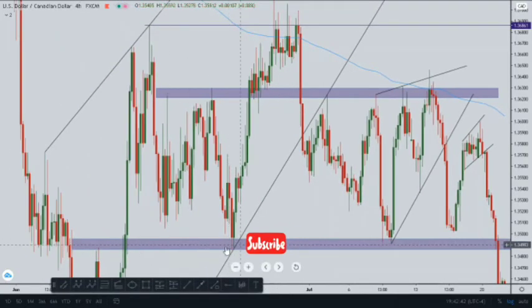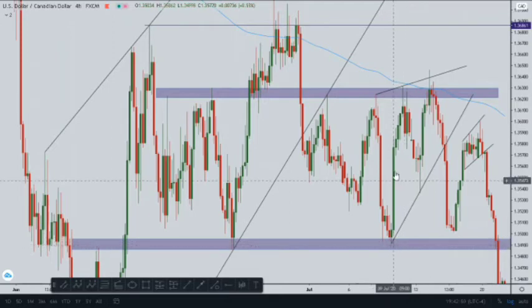Price rejected this area. It was a resistance level that was broken, became support, and it came all the way here for that rejection again. Price did it once, it will try again. We got that price came back to the resistance level and was rejected. However, the wick was a bit taller than before.